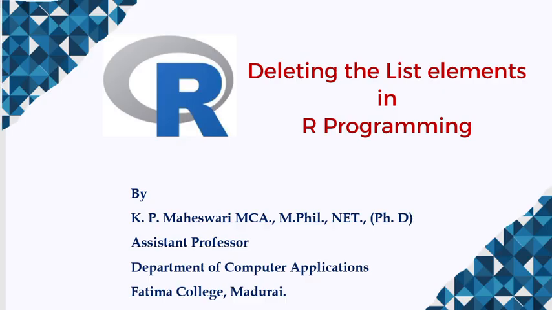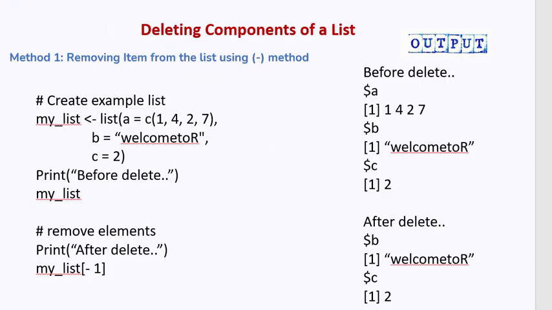In this video, we are going to delete the components of a list with the help of two important methods. The first method is that we can remove an item from the list by using a minus sign along with the list index value. We know the index value starts from 1 in R programming and continues till the end of the list data. Now let me see a sample.